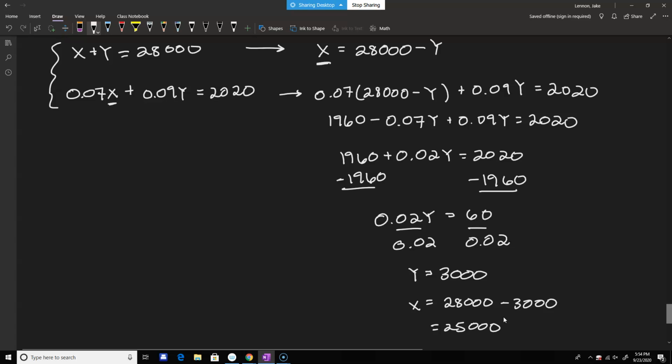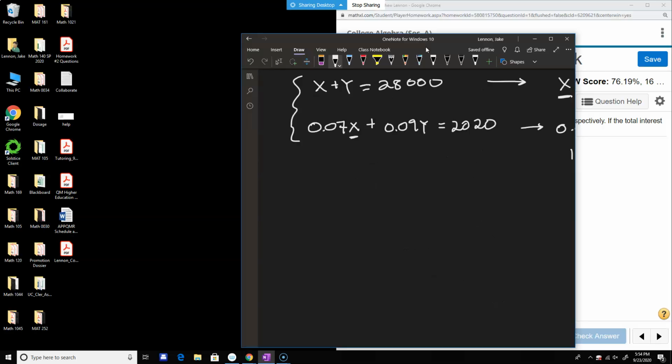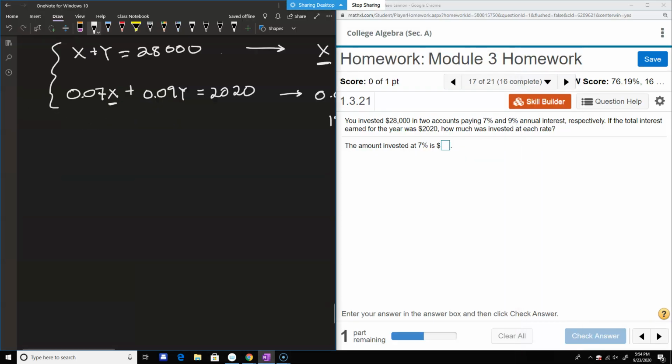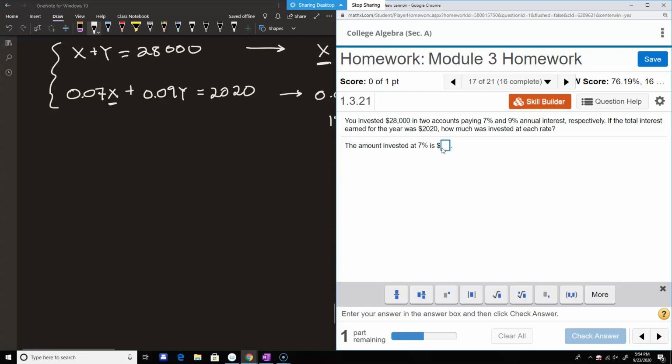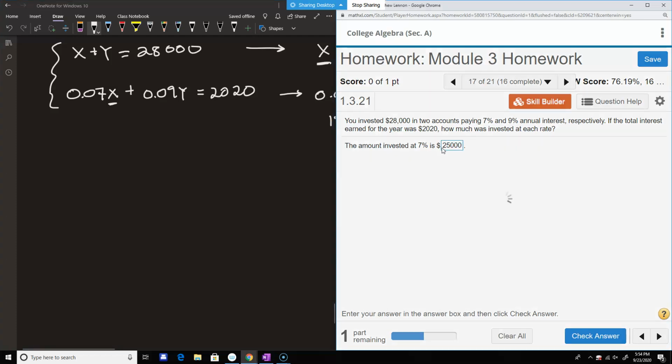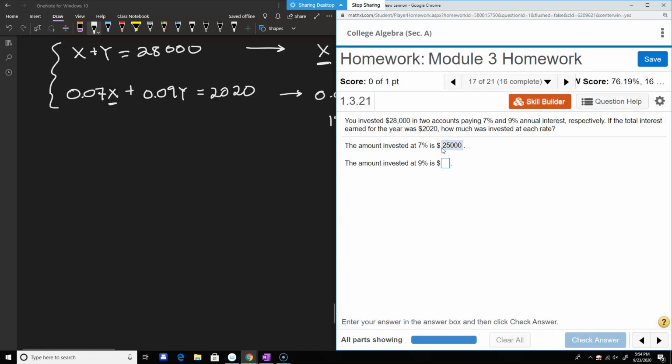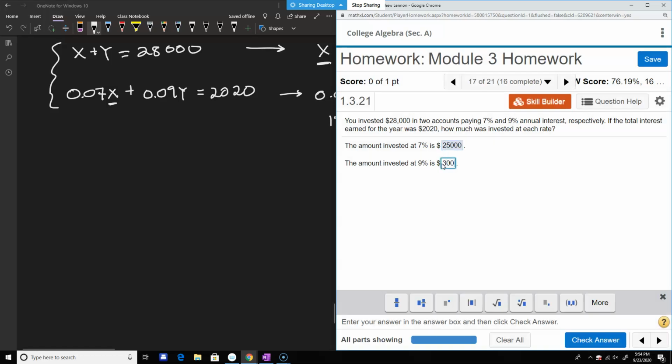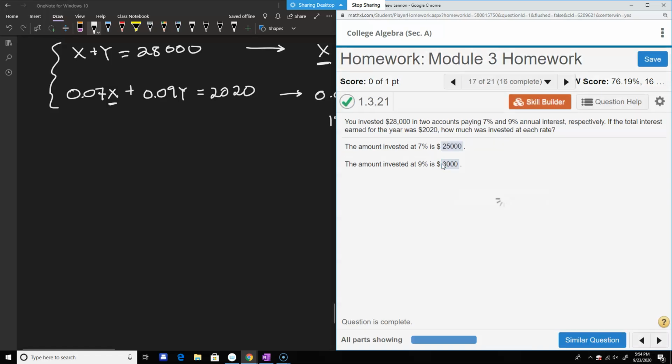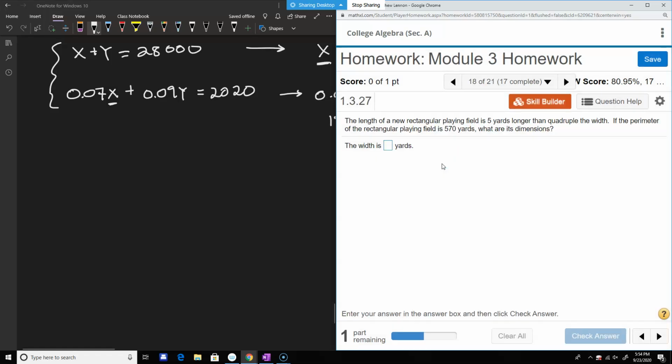So a little bit of a tricky problem there because we have some decimals to deal with, but you just want to rely on your calculator in those circumstances. So we had 25,000, 7%, and 3,000. That's 9%. Okay, so it looks like the end of these are quite a few word problems. So let's continue.